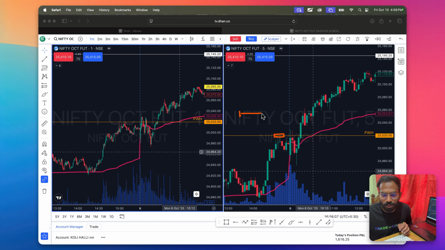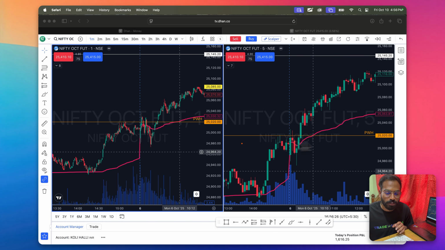From Monday to Friday, it's the weekly chart. So I'll go to the weekly chart and mark out the high and low. I'll go to the daily chart and mark out the day's high and the day's low. Based on that, this was the previous week high, as you can see, PWH, and the same level was also the previous day high.